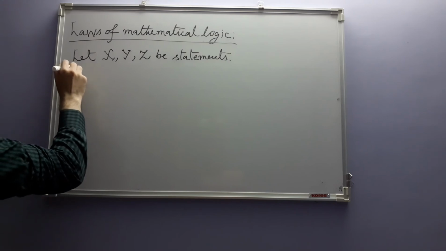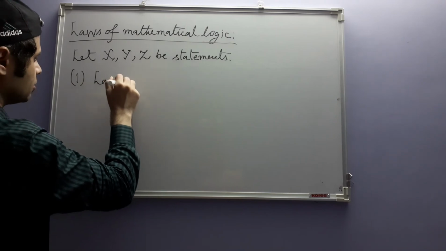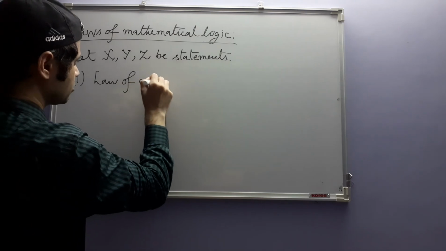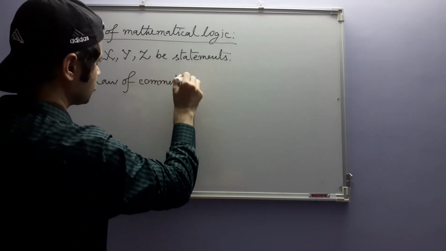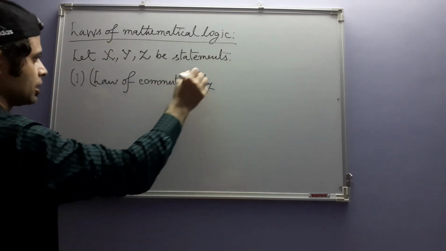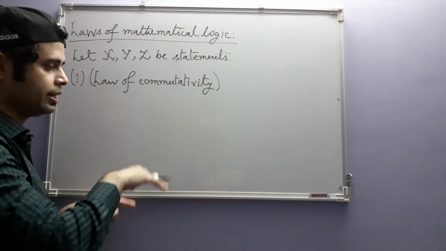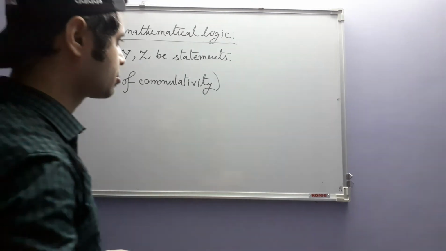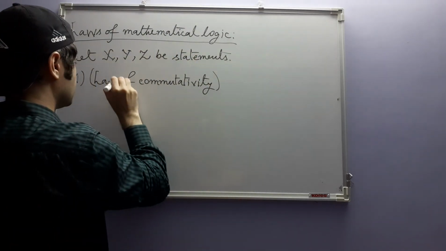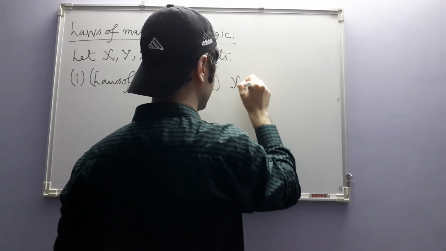Now the first law is the law of commutativity. Most of these laws will look rather dull, but some of them which are coming at the end of this list will be somewhat not so obvious. Laws of commutativity, there are two, x and y.